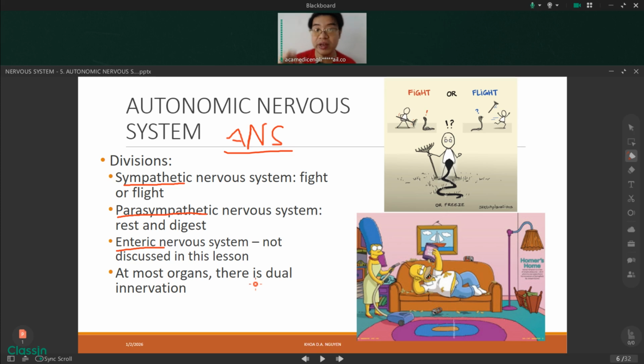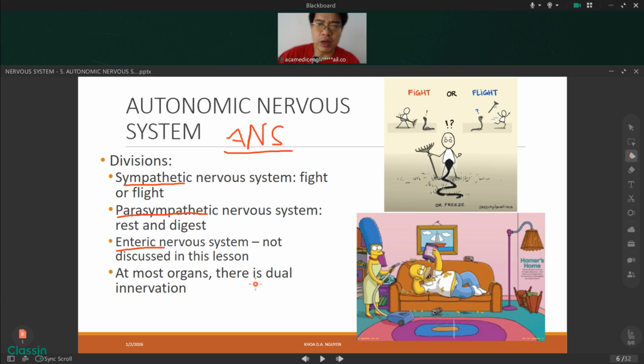And what you need to know is that at most organs, there is what is known as dual innervation. For example, the salivary glands, the parotid gland, the submandibular gland, and the sublingual gland receive control from both the sympathetic nervous system as well as the parasympathetic nervous system. That is what is known as dual innervation.